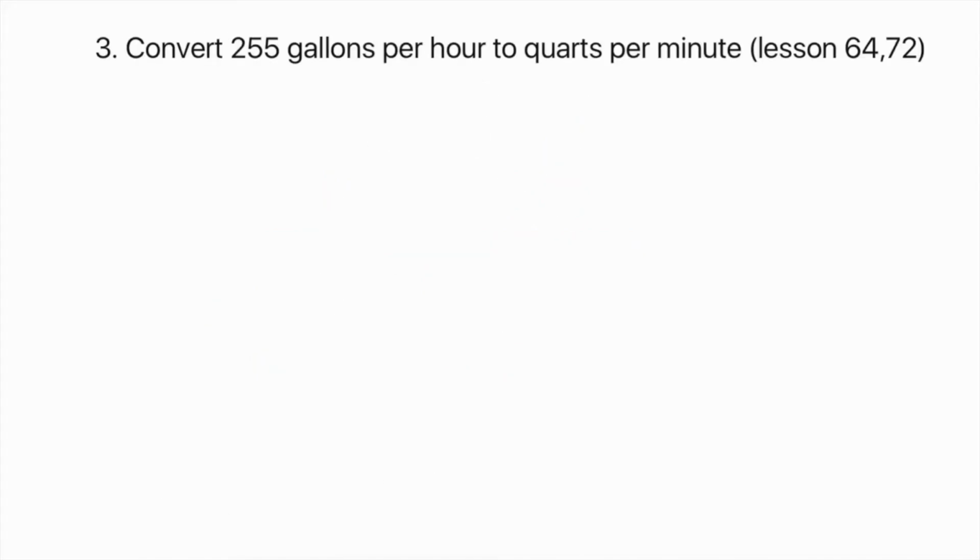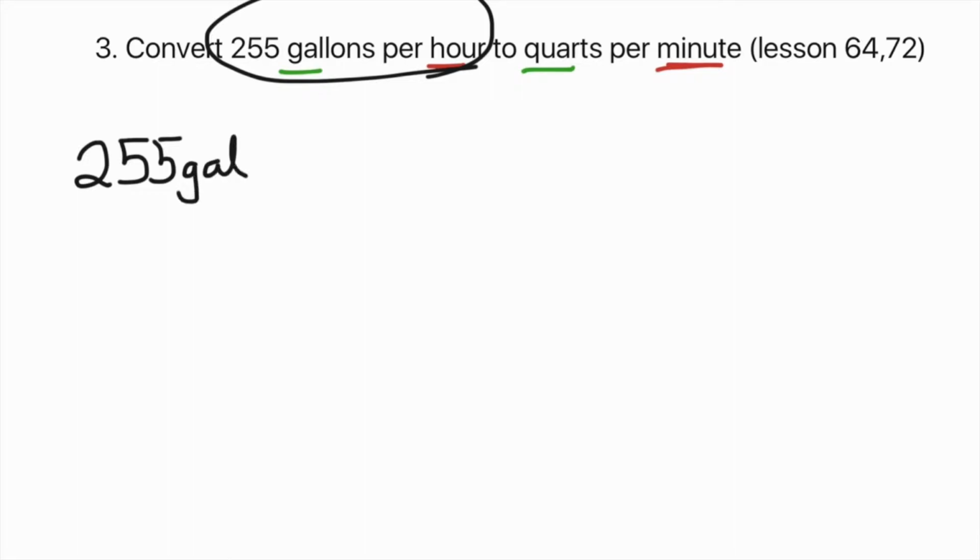Number 73 from lesson 64 and 72. We need to convert 255 gallons per hour to quarts per minute. So we actually are using 2 unit multipliers because we have to convert gallons to quarts, and we're also converting hour to minute. So we need to start with what they give us, 255 gallons per 1 hour.